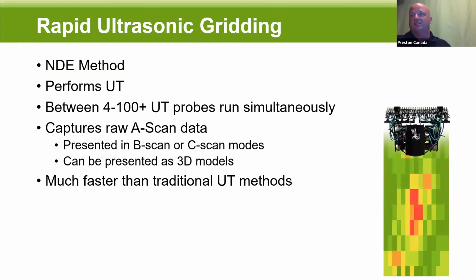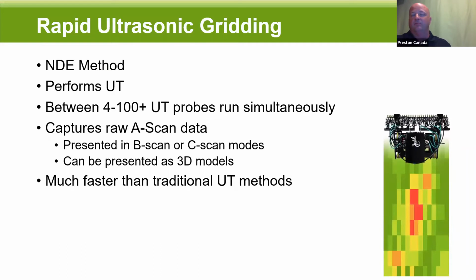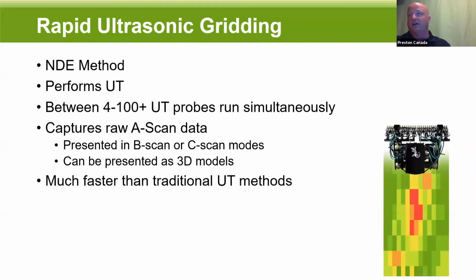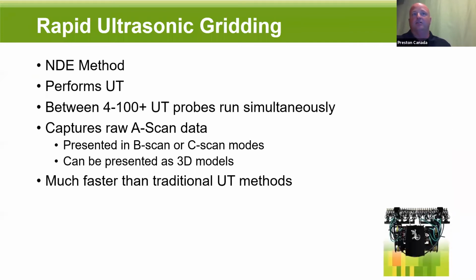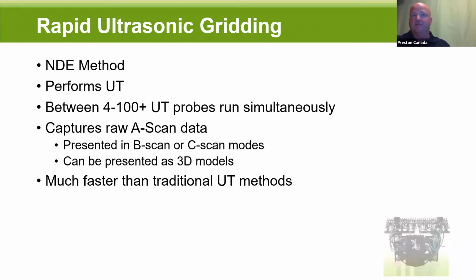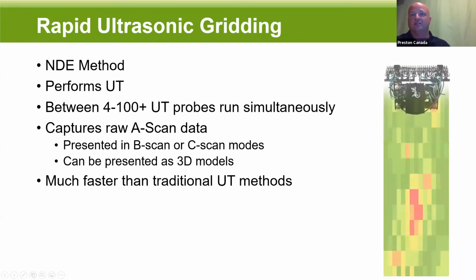So you get the advantages of gridding something out and taking those point readings, knowing where the readings are in a fixed grid, but you also get the advantage of a robot crawler that can go anywhere on magnetic or ferromagnetic surfaces, and it's giving you that fixed data much faster than traditional UT methods.